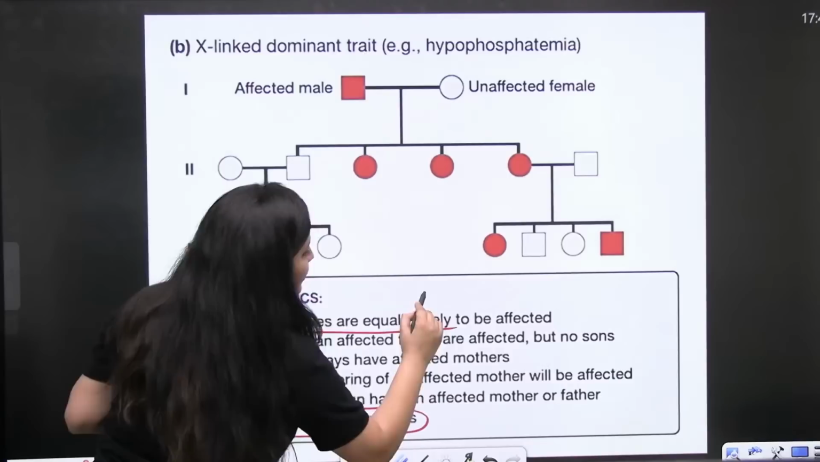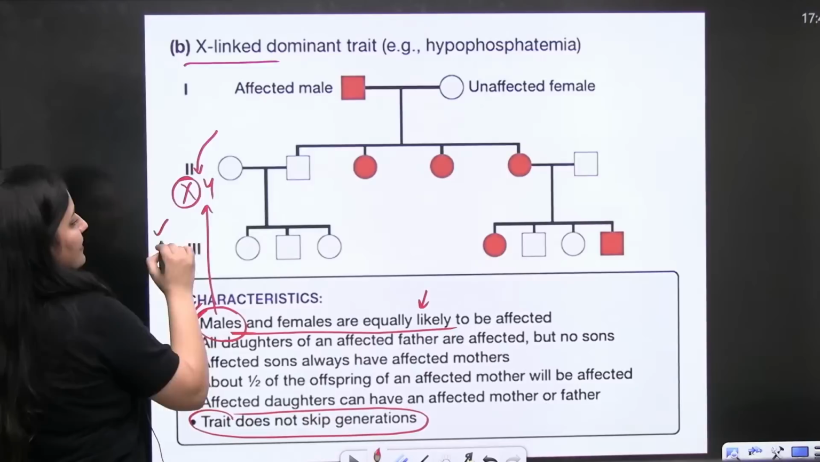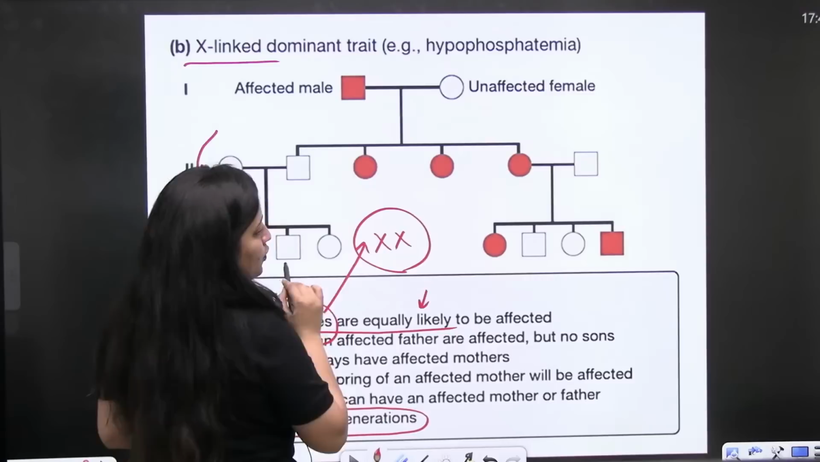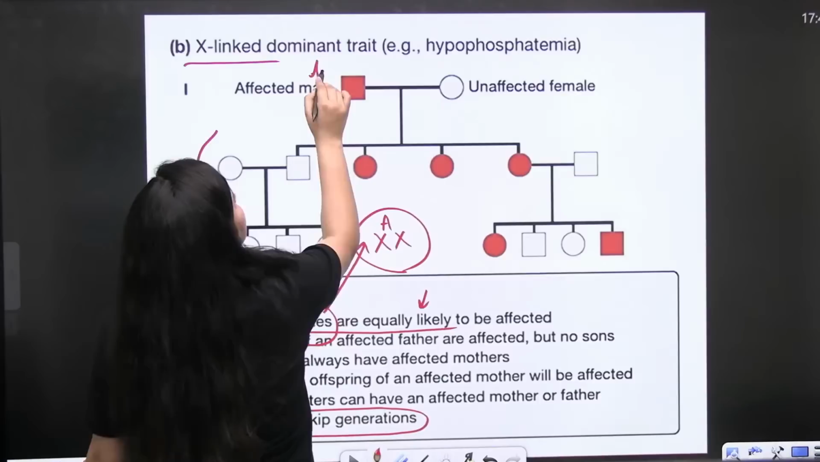Why? Because in the case of males, it is XY. So, if it is an X-linked trait, and the X has that particular allele, definitely it will express. And in the case of females, we know that there are 2 X's. So, again, if it is a dominant trait, if any of the X's gets that allele, definitely the character will express, because the dominant can express itself in homozygous as well as heterozygous form.